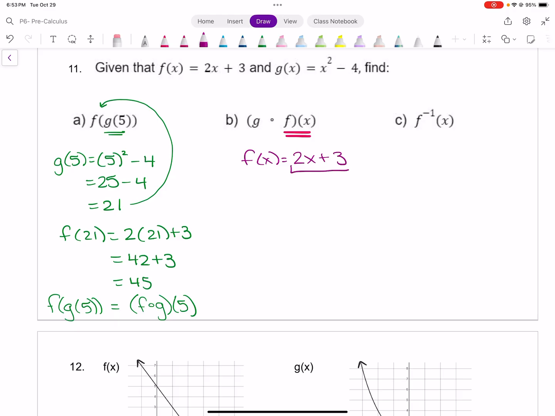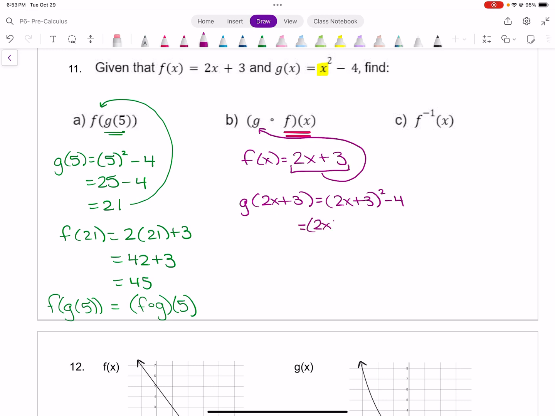But now we're going to take this entire thing and plug it into g. So you're doing g of 2x plus 3. So in the g equation where I have the x, I am filling in 2x plus 3. So x squared becomes (2x plus 3) squared minus 4.